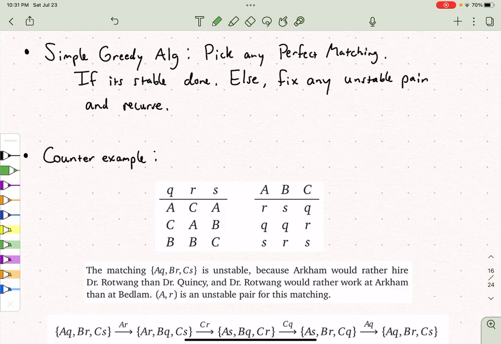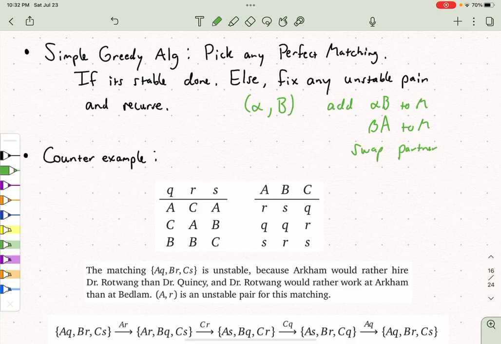So what do I mean by fixing an unstable pair? Well, if we know alpha prefers B over what it was assigned, and B also prefers alpha over what it was assigned, we can just add the edge alpha B to M, and also add the edge beta A to M. So basically, we just swap partners. That's one way we could fix an unstable pair. So this is one natural thing we could try doing.